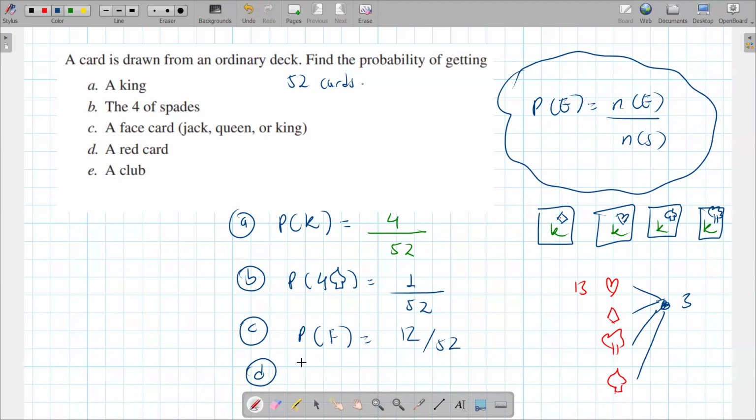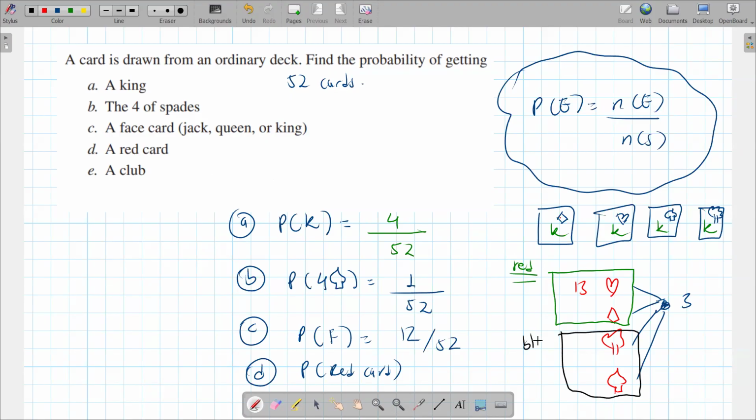Okay. Part D, a red card. So these two suits, diamonds and hearts, are red. The other two, clubs and spades, are black. There's 13 of each, okay? Know that there's 13 of each. So how many red cards are there in a deck? There's 13 hearts, 13 diamonds. So you add them up, 26, over 52.